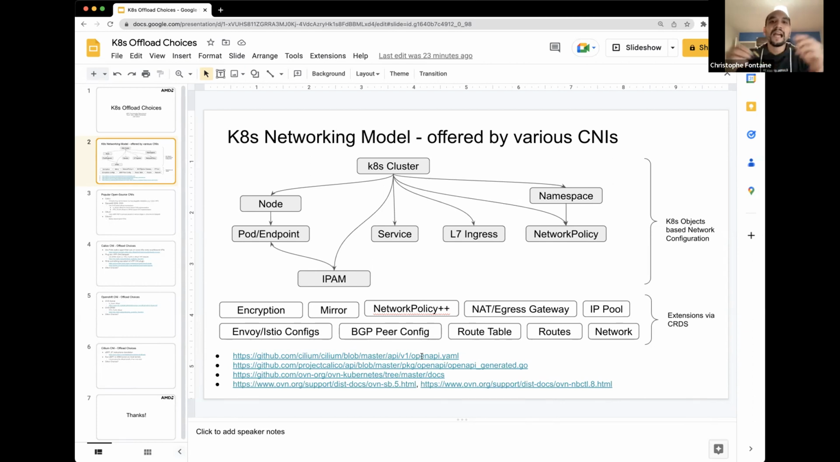Intent-based networking, sorry. And so if you... No, go ahead, please. Sorry, go ahead.